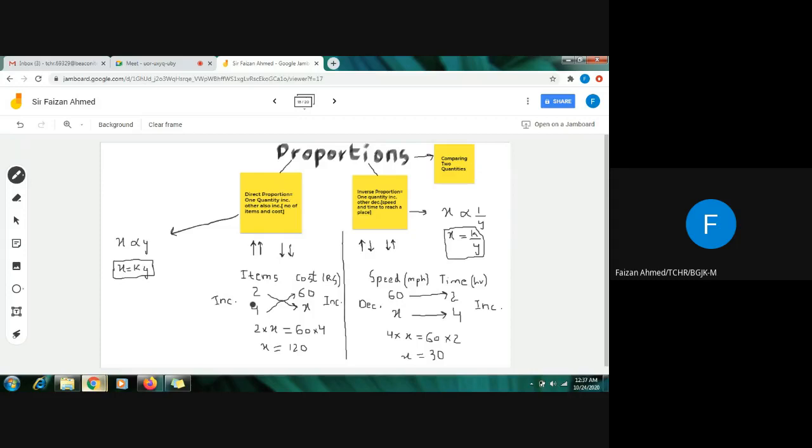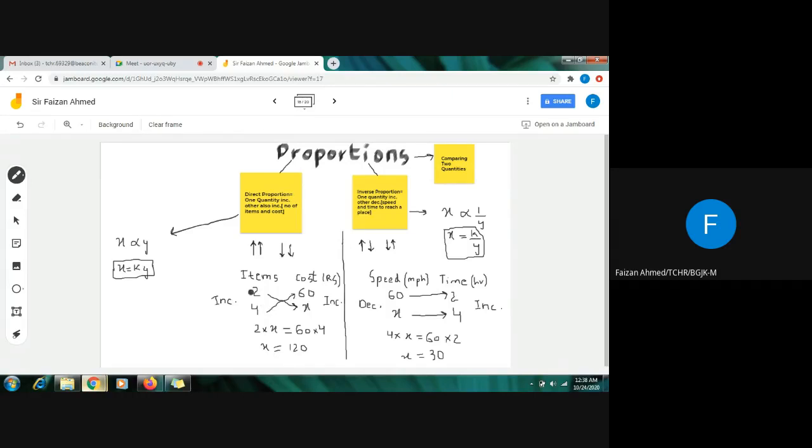Since I don't know the cost of four items, I wrote x in place of the cost. And I can clearly see that in items and cost, if I am increasing items, the cost will automatically get increased. So this is basically a direct proportion. The strategy which we use in direct proportion is cross multiplication. So I will just cross multiply these two numbers and these two numbers. 2 will be multiplied with x to get 2x, and 60 will be multiplied with 4. Since I have to find the value of x, this 2 being multiplied over here will be shifted to the other side and it will get divided, and the value of x will be 120.